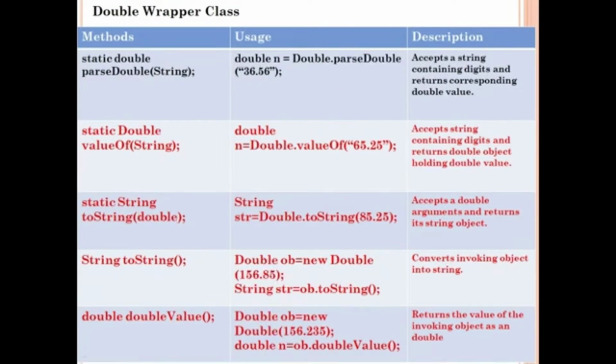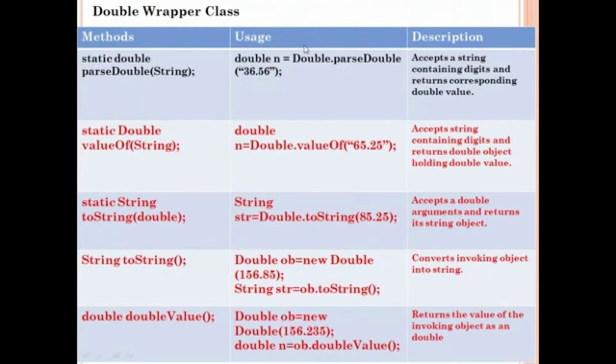Next we have Double wrapper class. It also works like your Integer wrapper class. Let's consider the example here. Same as it is, we were considering the rest of the example. Here double n equal to Double dot parseDouble("36.56"). Now 36.56 again is a string, and with the help of this we can convert 36.56 into the double data type. And let's see the description here. It accepts a string containing digits and returns the corresponding double value.